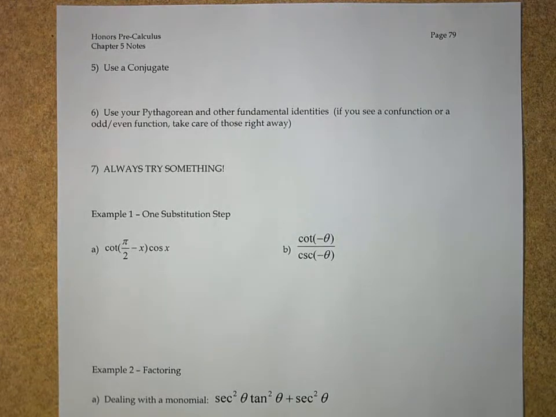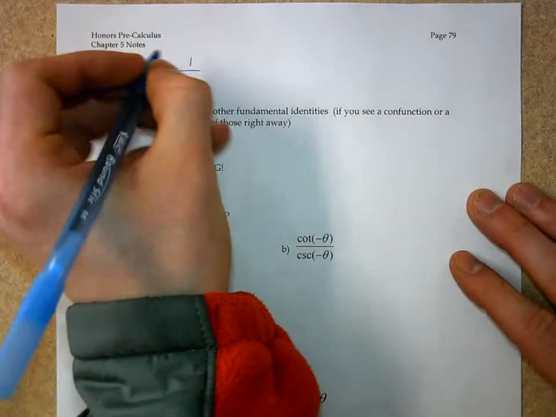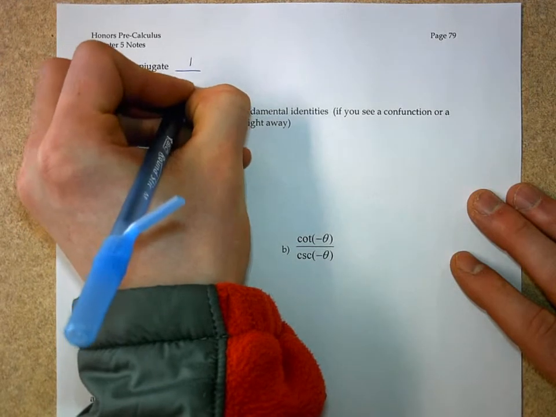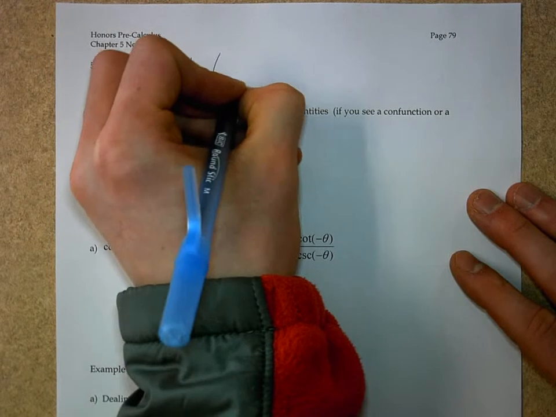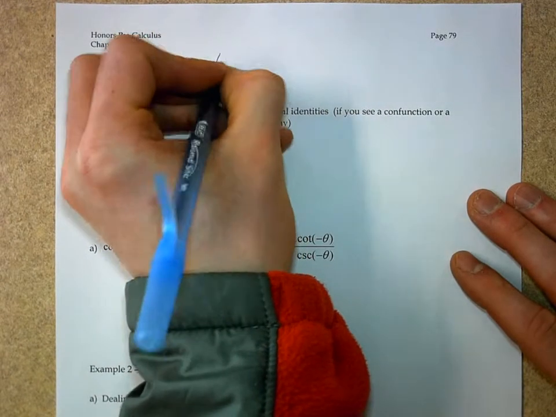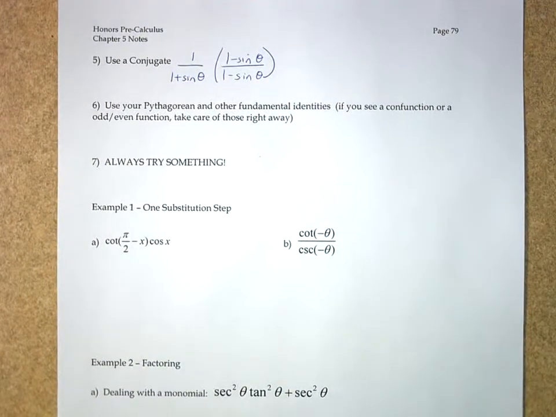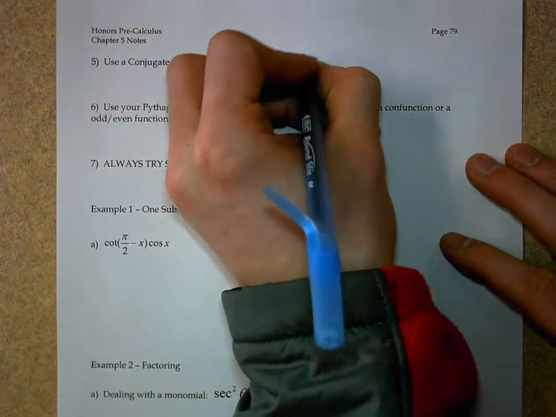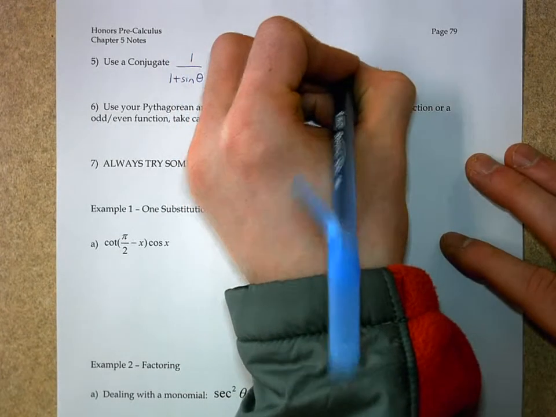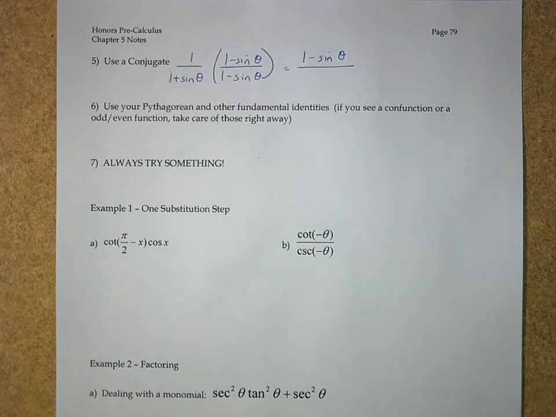A fifth technique that you can do is using a conjugate. So for example, if I had the expression 1 over 1 plus the sine of theta, the conjugate is 1 minus the sine of theta. So I multiply both the numerator and denominator by 1 minus the sine of theta. My top, 1 times 1 minus sine theta, is just 1 minus sine of theta.